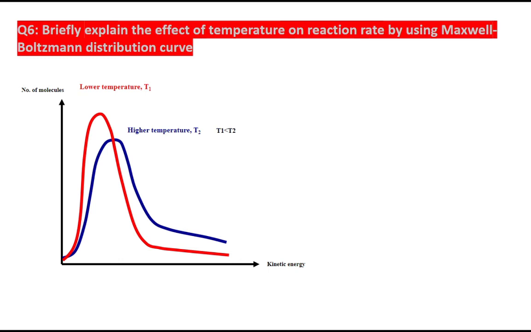T1 is less than T2. Then, mark a line representing activation energy, EA. The molecules beyond the EA have enough kinetic energy to react. The shaded area under the curve represents the number of molecules that have kinetic energy greater than or equal to activation energy.